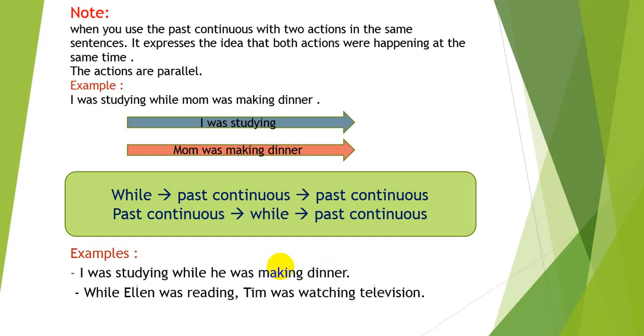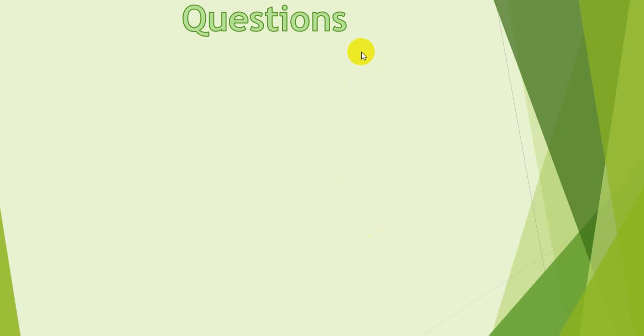Okay? Here, while Ellen was reading, Tim was watching television. Tim was watching TV, Ellen was reading. Again, there are two actions in the past continuous, they are parallel actions. Great. Here, what were you doing while you were waiting? That's a question. So you were doing something while you were waiting. Nothing interrupts the other. Let us now go to the other slide and answer some questions.